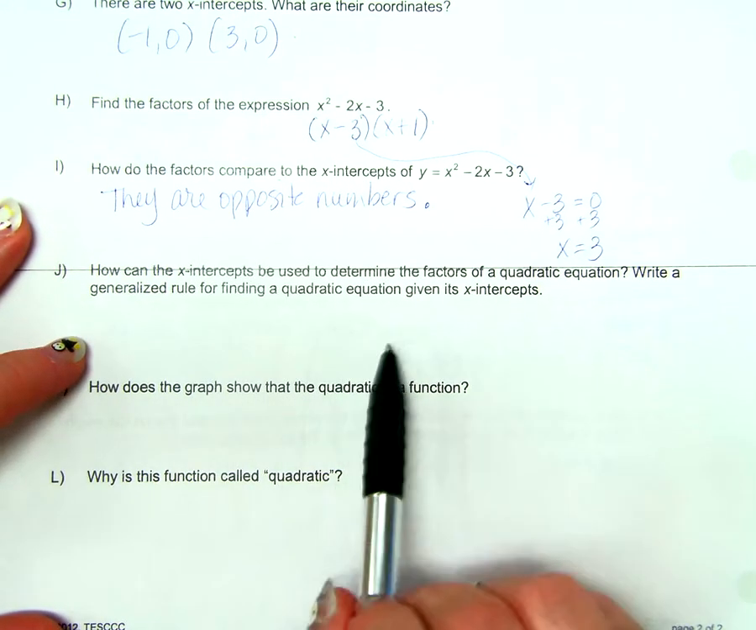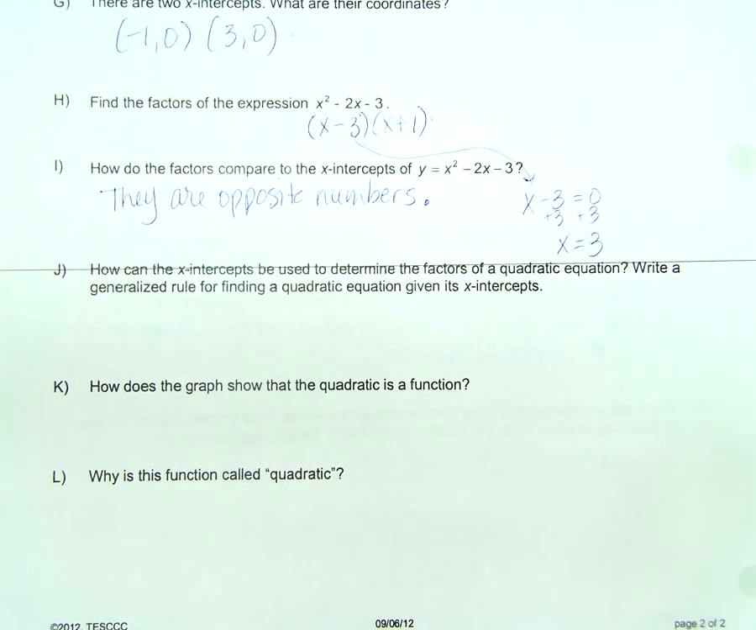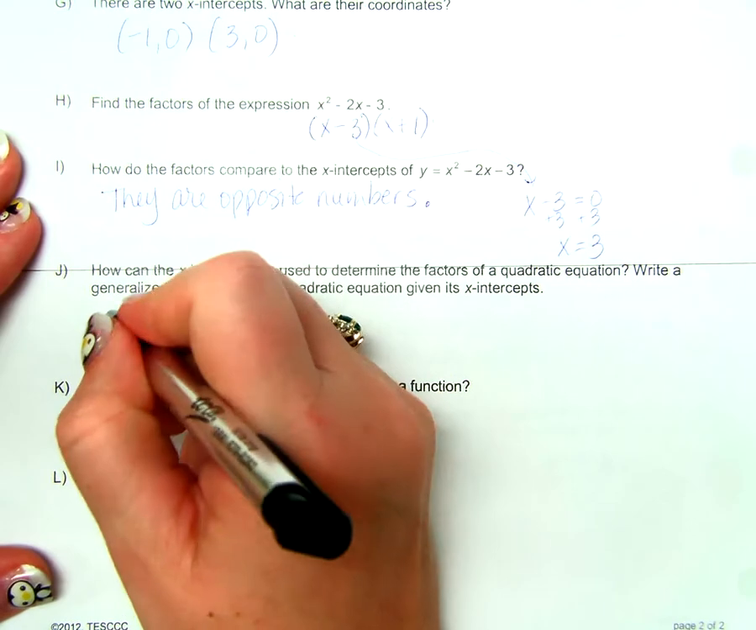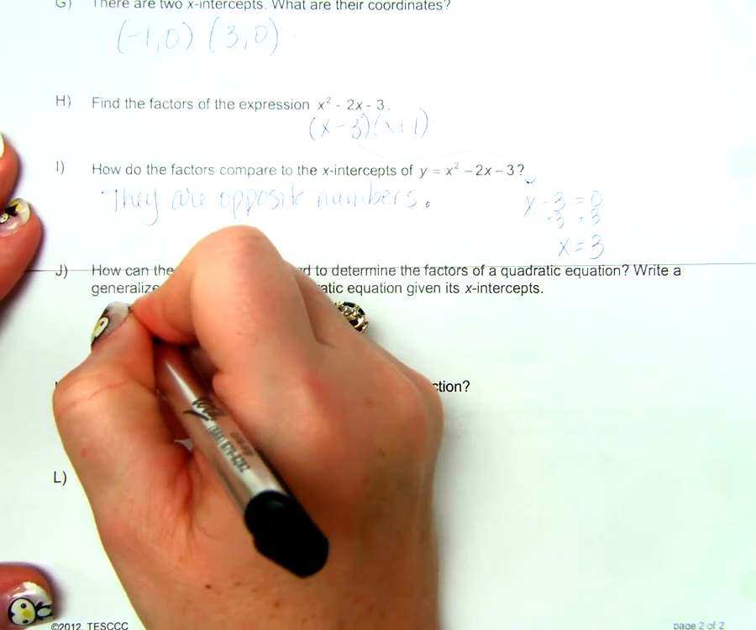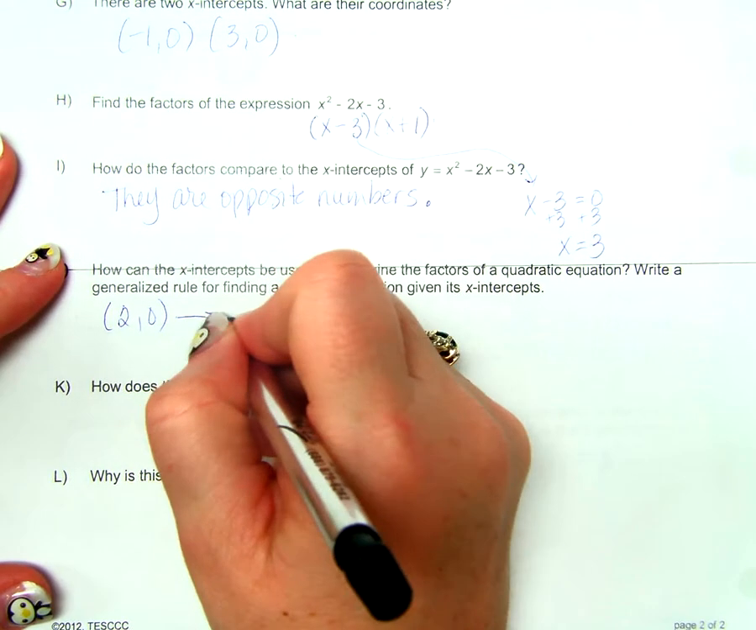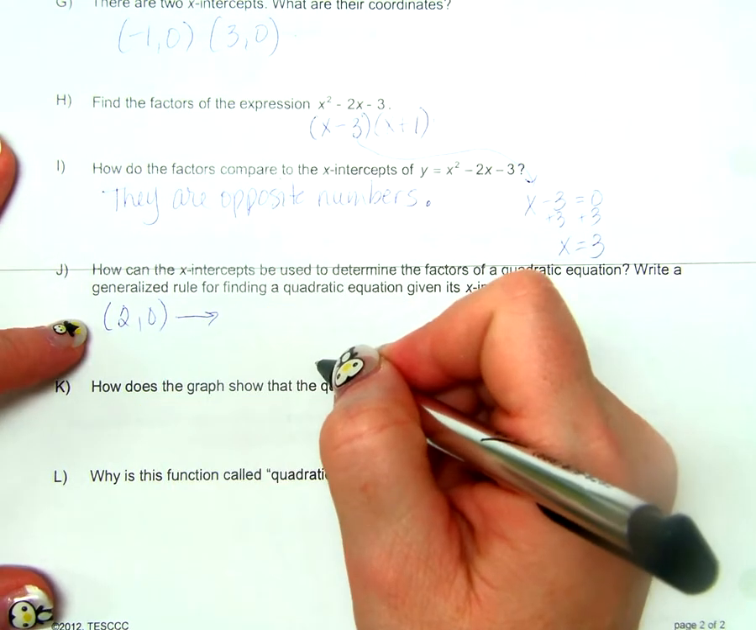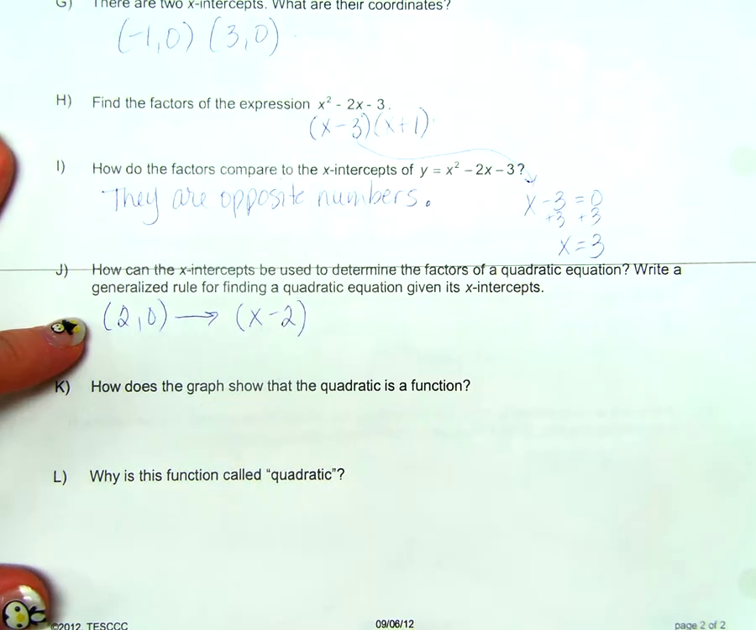So we just kind of talked about J. It says write a generalized rule for finding a quadratic equation given its x-intercepts. So if I have an x-intercept of, what do you want to say? (2, 0)? What would I change that into? To a factor, x minus 2, yes.